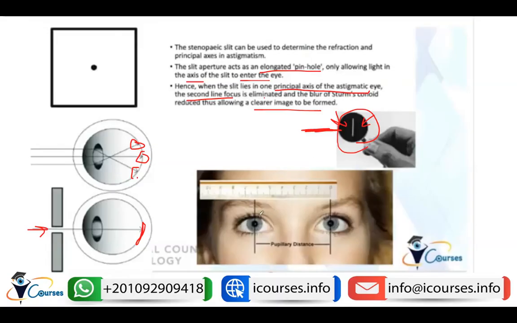And when we are measuring the interpupillary distance, it is measured from the center of the pupil. But another way to measure the interpupillary distance is to measure it from the nasal limbus of one eye to the temporal limbus of the other eye, or from the temporal limbus of one eye to the nasal limbus of the other eye. So it can be used in both ways.